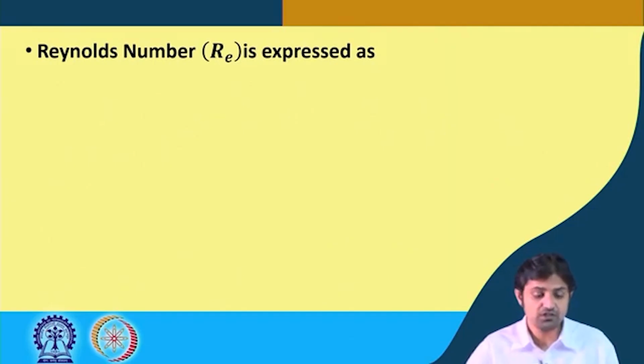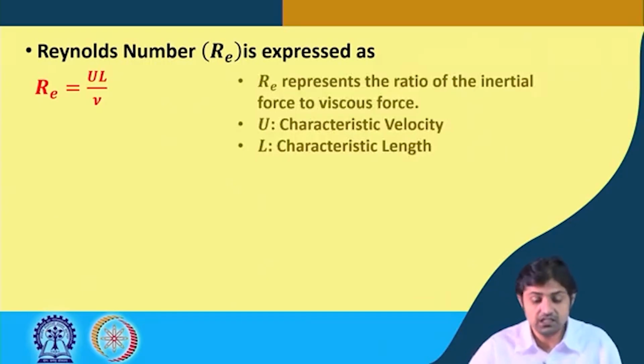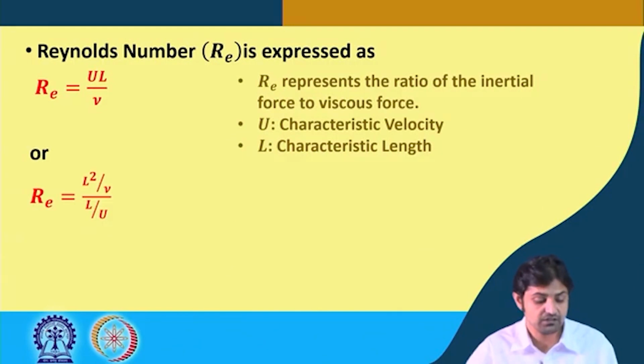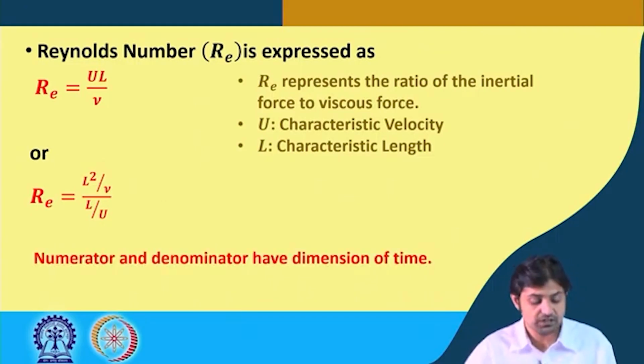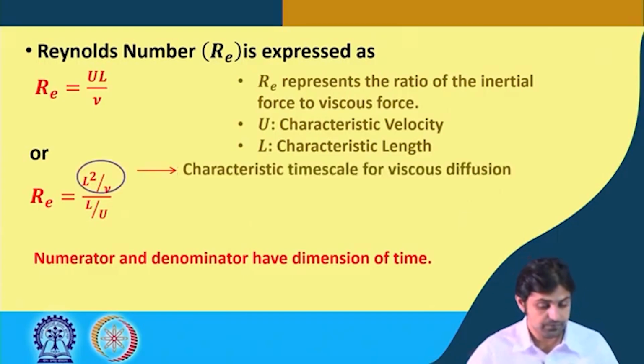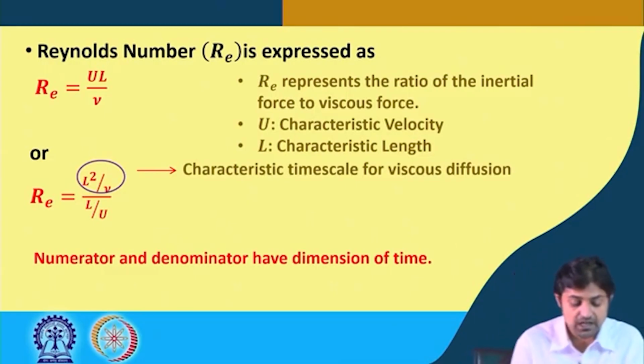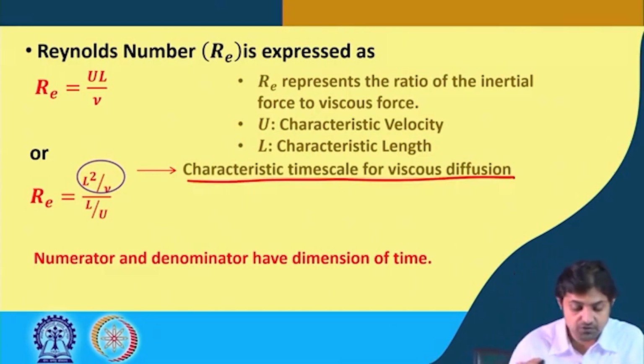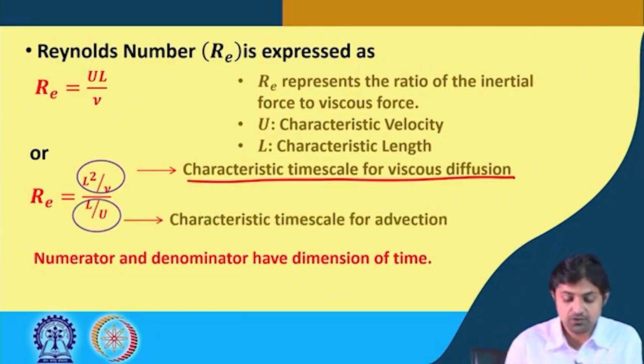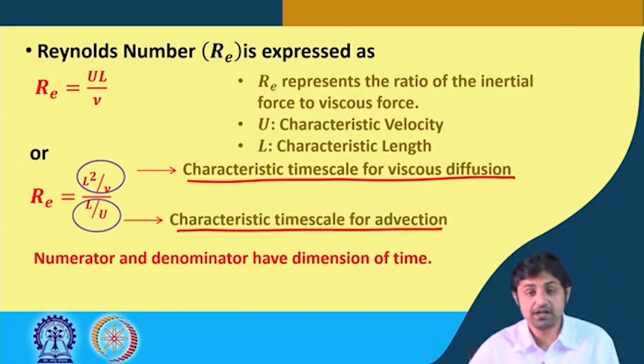So, in this modeling, Reynolds number is expressed as UL by nu, where Re represents the ratio of the inertial forces to viscous forces. U is the characteristic velocity, L is the characteristic length, or Reynolds number can also be written as L square by nu divided by L by U. Numerator and denominator both have dimensions of time. So, this L square by nu is the characteristic time scale for viscous diffusion, whereas L by U is the characteristic time scale for advection.